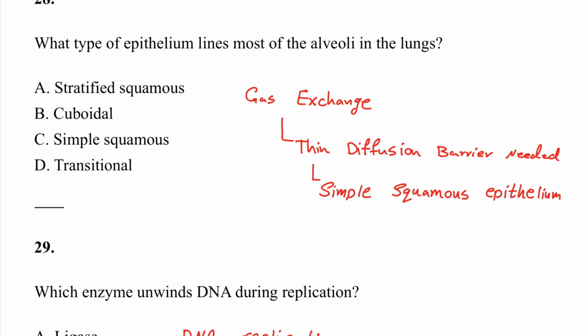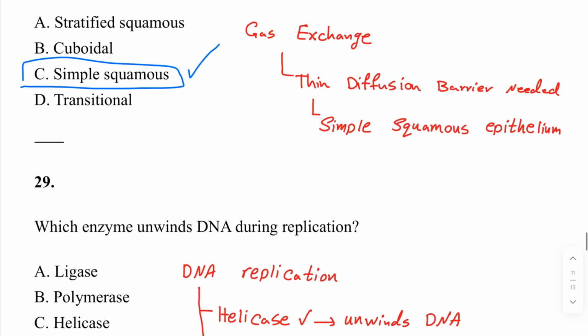28. What type of epithelium lines most of the alveoli in the lungs? Simple squamous epithelium. C.